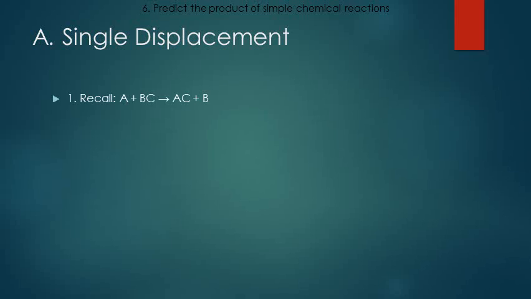Recall that in a single displacement reaction we have a free element, in this case indicated by the letter A, react with a compound. A will then displace or replace one of those two elements that make up the compound, in this case showing it replacing B, and B gets kicked out as a lone element.